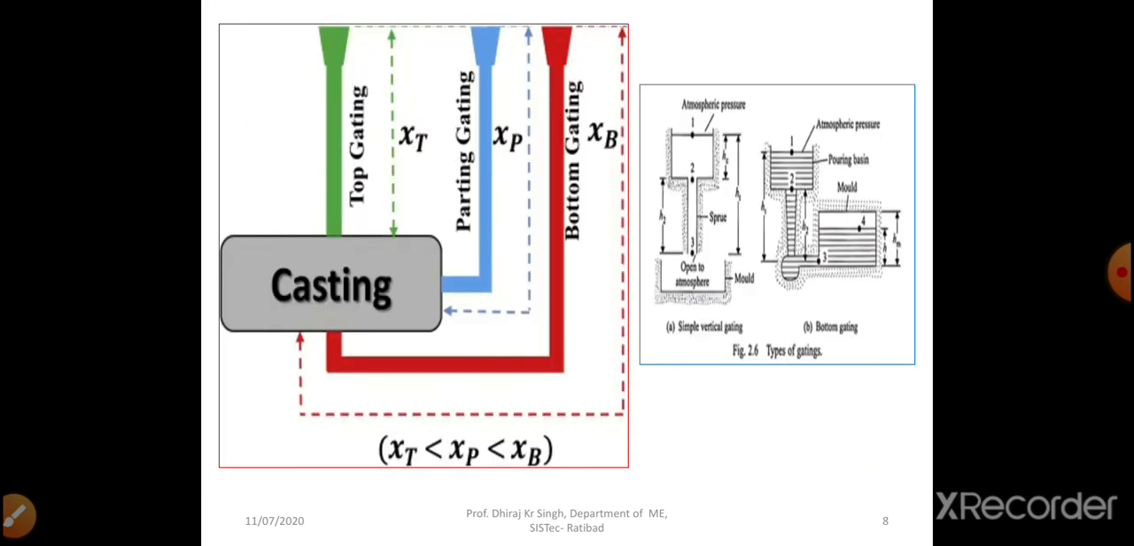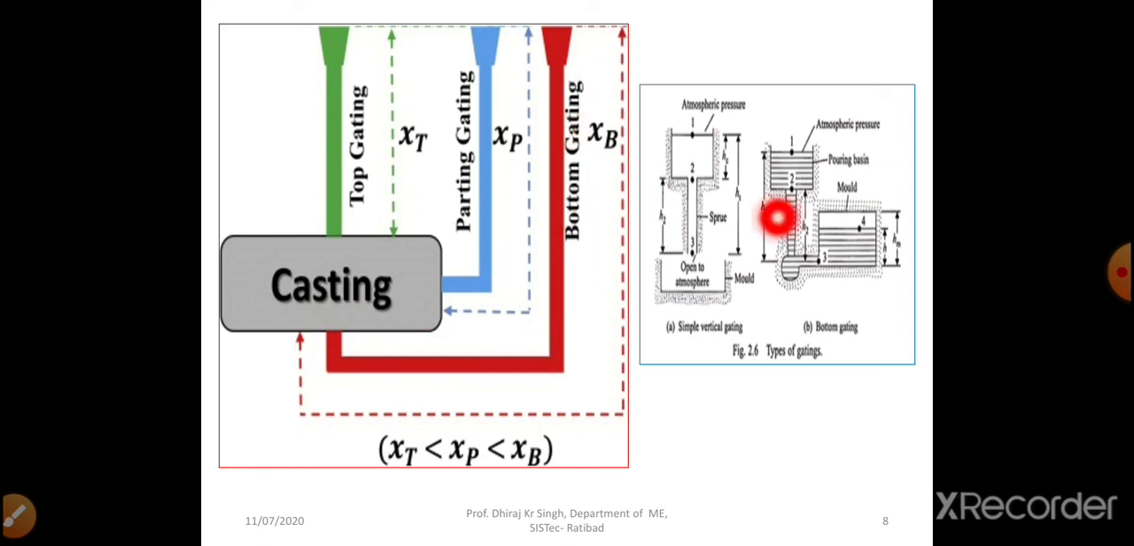In this figure we can see the mold cavity, which is going to take the shape of the casting finally. If the molten metal comes like this, it will be top gating. If the molten metal comes like this, from the parting line, it will be parting gating. And when the molten metal comes from the bottom of the casting, it is known as bottom gating.